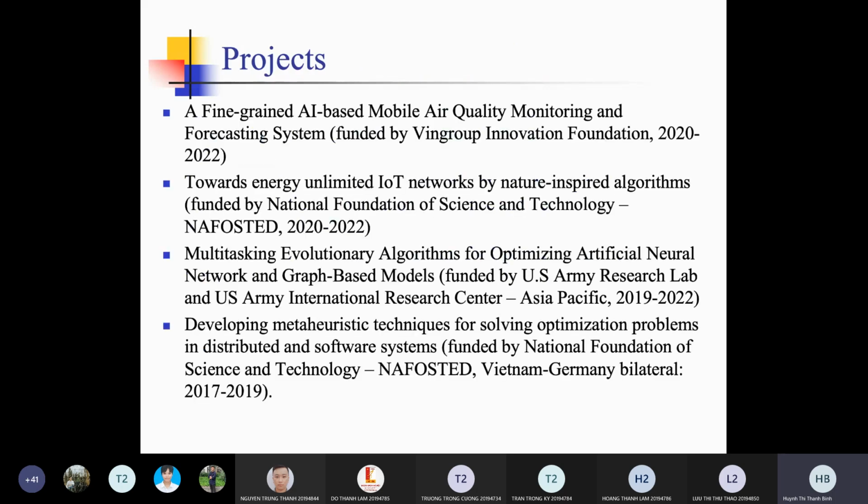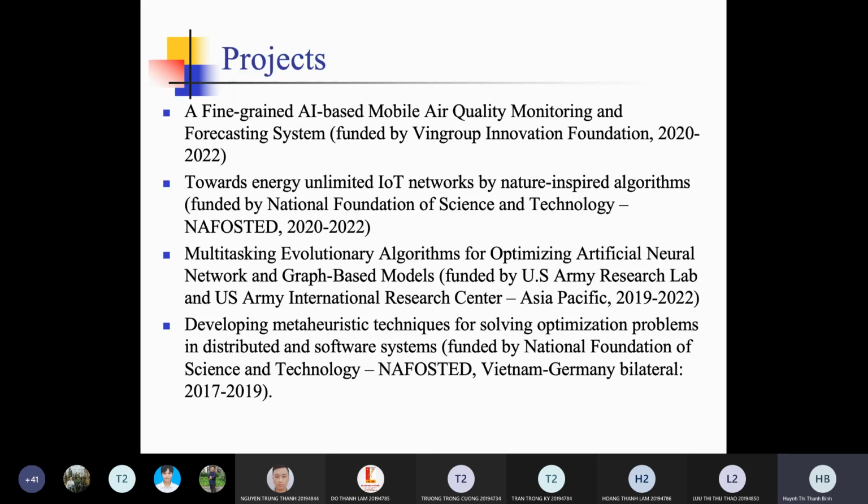And here are some of my research projects. The first one, I'm collaborating with Dr. Nguyễn Phi Lê in software engineering department. We are using AI-based mobile air quality monitoring and forecasting system. And this project funded by Vingroup Innovation Foundation. And the project funded from 2020 until 2022.